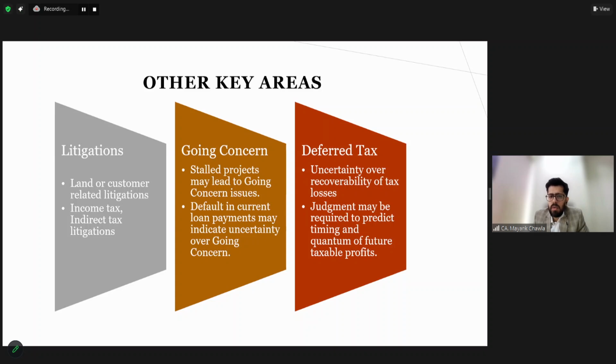Deferred tax, I mean, somewhat to an extent related to going concern as well. If the going concern gets impacted, the deferred tax is also there to be seen, because if the tax losses are there, it has to be seen whether it will be recovered in a prescribed time frame by the Income Tax Act or not. And judgment is generally required, because this is about future events, when and how the profits are going to come. So it is very important to have proper documentation, how these judgments have been evaluated, and how these deferred tax assets have been recognized.